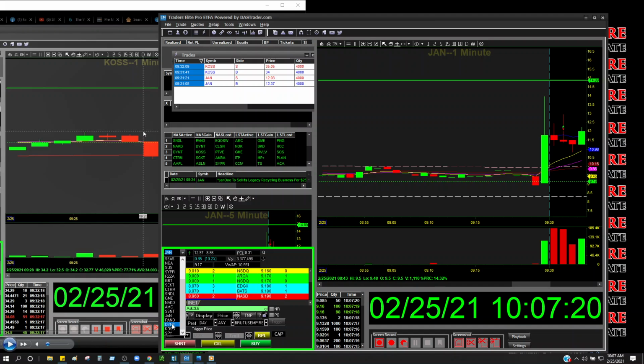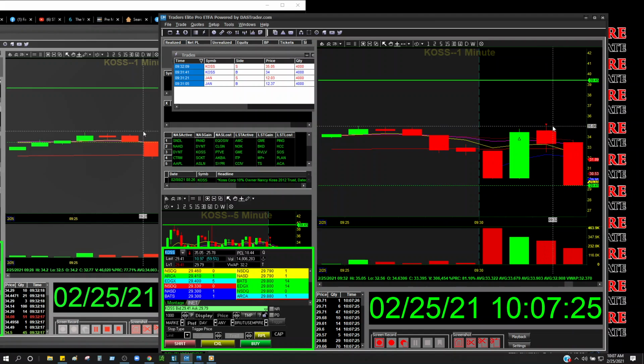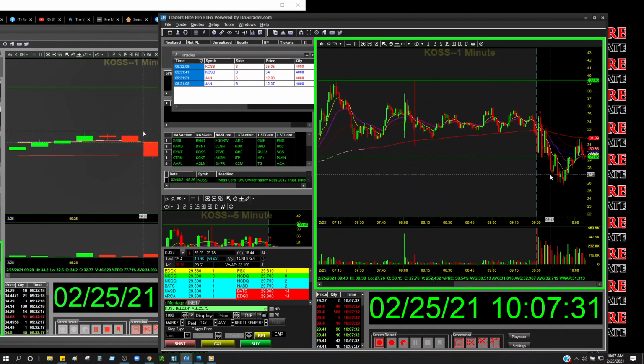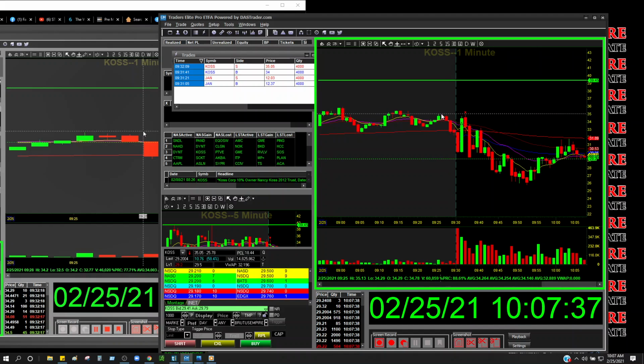KOSS, let's pull this up. As you can see, I did sell at the right time because look what happened. It just tanked after that. So I knew this area right there was an issue. I can't even draw trend lines. I got to figure out why I can't draw my trend lines anymore.